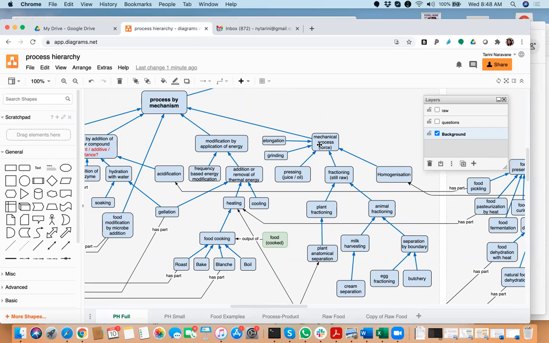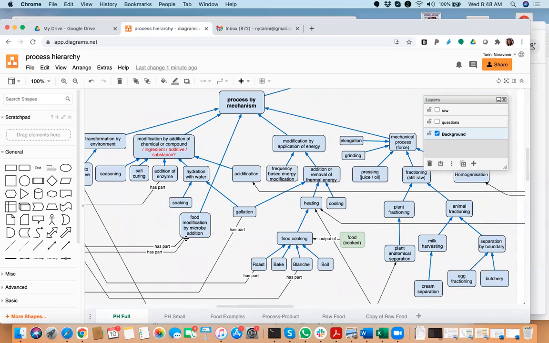And on that note, can we simplify the name of the modification by addition of chemical or compound? I just put that stuff in red because that's supposed to include ingredients, additives, and substances, but I think we can get rid of the red stuff on that. Sure. Can we just say chemical modification?